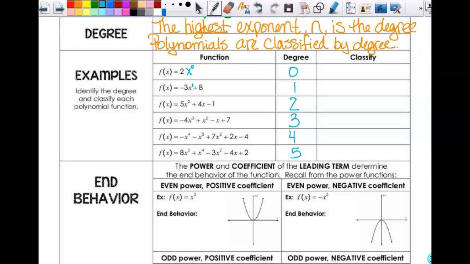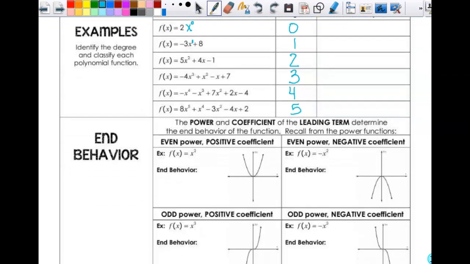So we're going to classify these. When you have just a number, it doesn't vary. There are no variables. This is a constant function. To the first power, that's linear. To the second power, we know that's quadratic. To the third power is called what? Cubic. What's the fourth power called? Quartic. 4 quarts in a gallon, right? Quartic. 5, quintic.